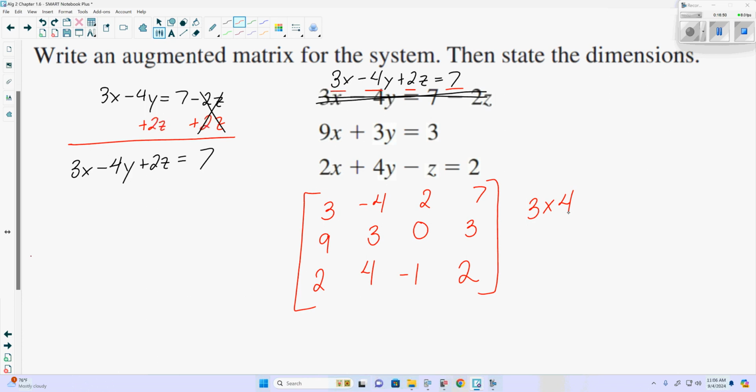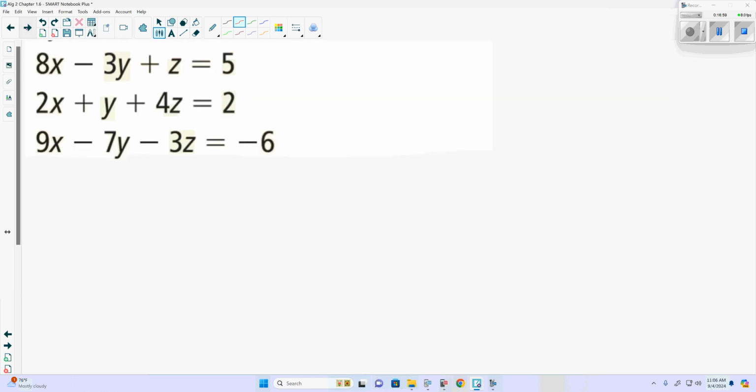Questions on this here? We like this so far. Let's look at the next one. XYZ, XYZ, XYZ. Everything's on the right side, yes? Do we have to mess with anything? No.